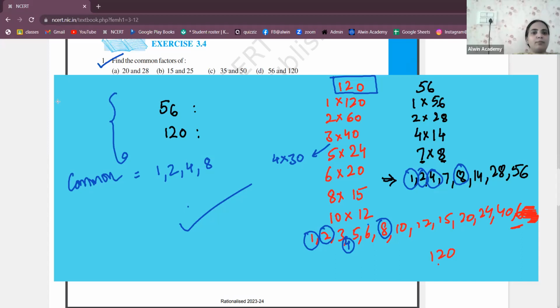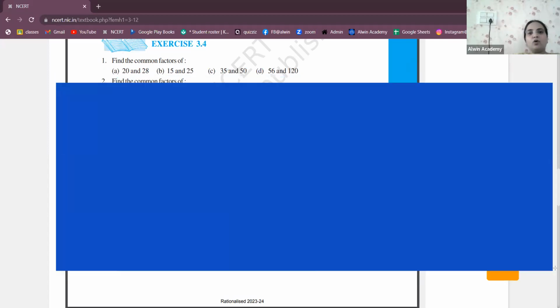चलो let's do one more. अभी फाइंड करते हैं कॉमन फैक्टर्स ऑफ एक नंबर और ऐसे ही लेते हैं 70 and 120. चलो जल्दी से करके बताओ मुझे इसके कॉमन फैक्टर्स फाइंड.